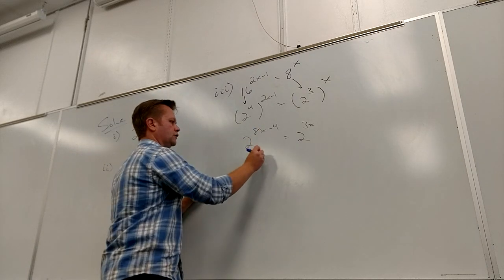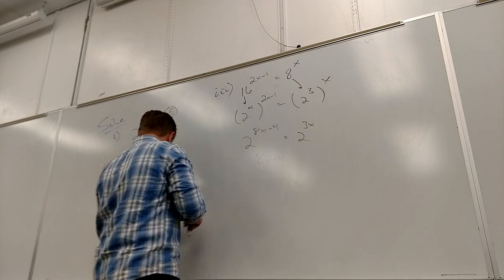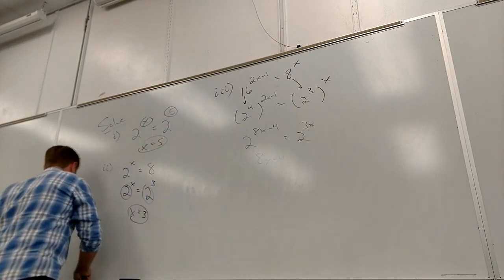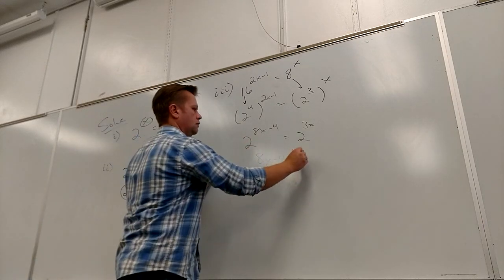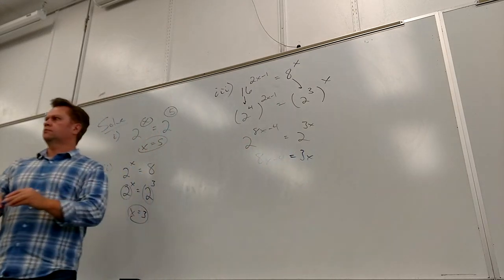So then 8x minus 4 must be 3x. I really want that.